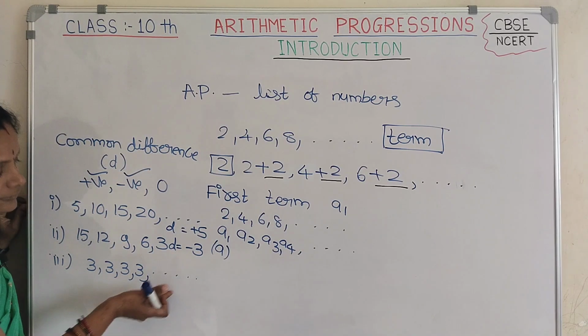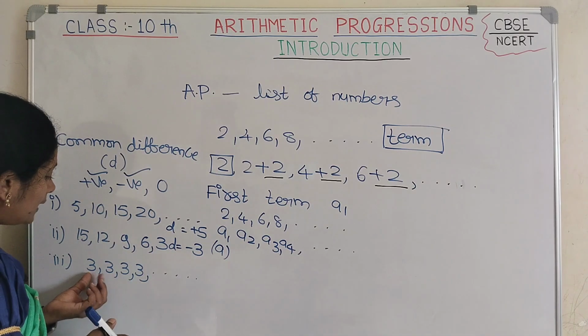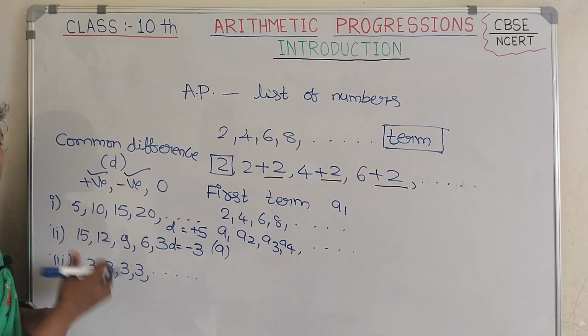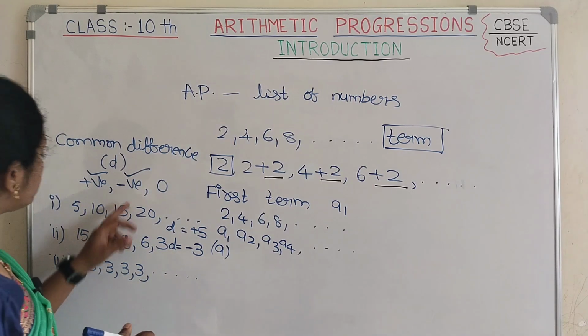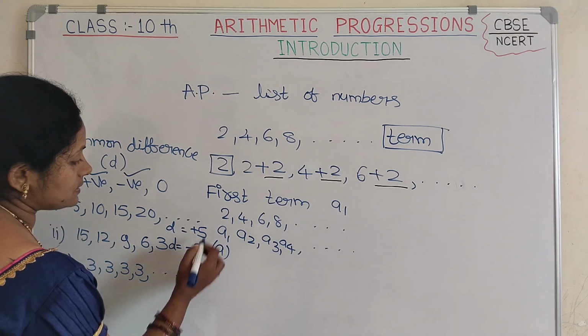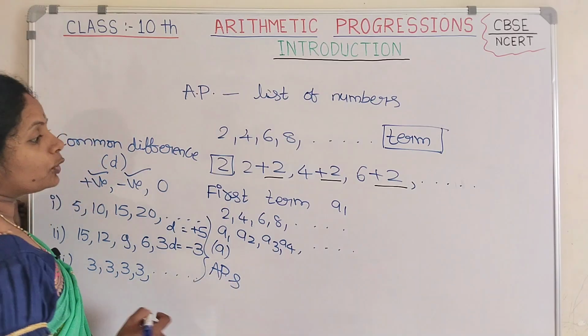In this AP series, we are getting every term by adding 3 or subtracting 3 from the previous term. So we can say that all three of these lists of numbers are APs, meaning arithmetic progressions.